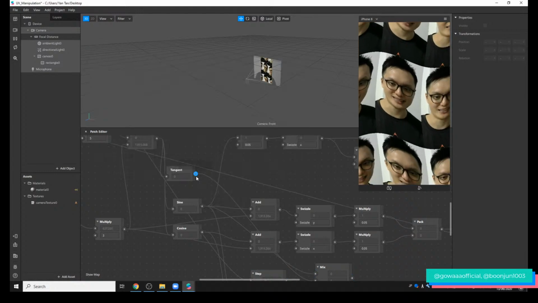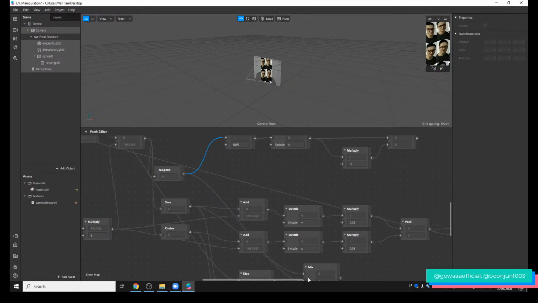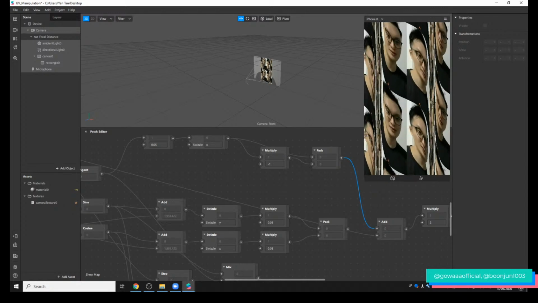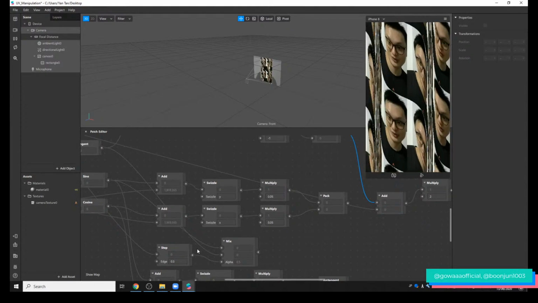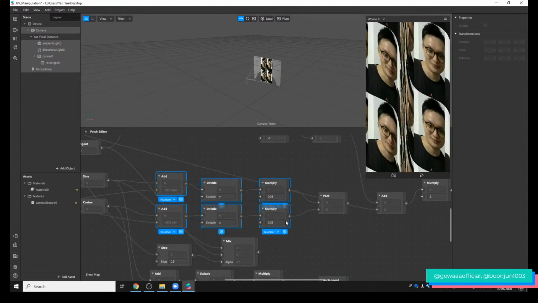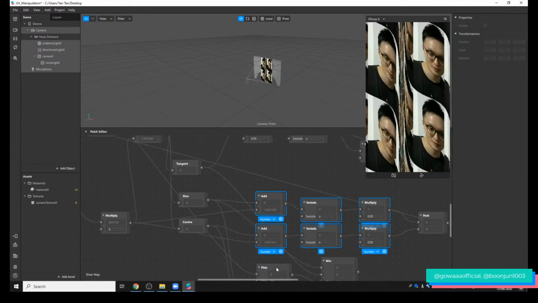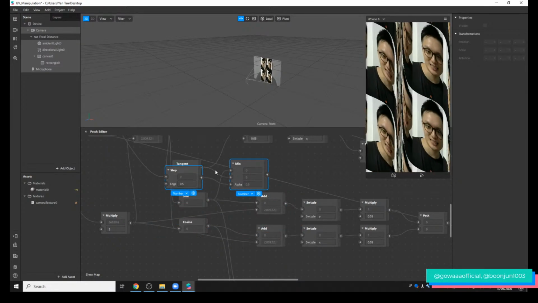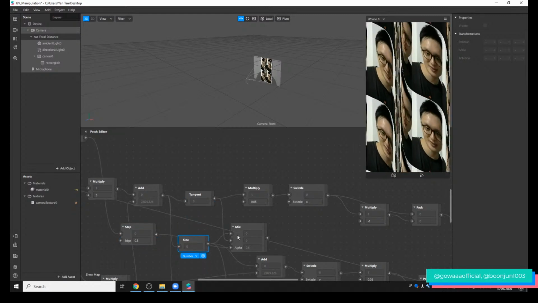So remember the tangent just now? Let me show you the tangent again. So maybe you want to do a split screen, which means half of the screen is sine and the other half is tangent. You can use mix and step to achieve this. Let me just arrange it properly.